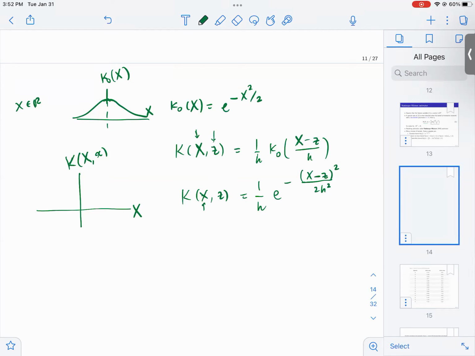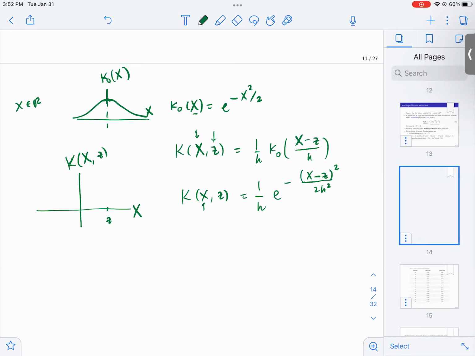So now what does it look like for a general z? Let's say z is here as a function of x. So this is like maximized at 0. How about this? So this is like a translation and a scaling, right? For normal, it would be like changing the mean and the variance, right? If this was a density.